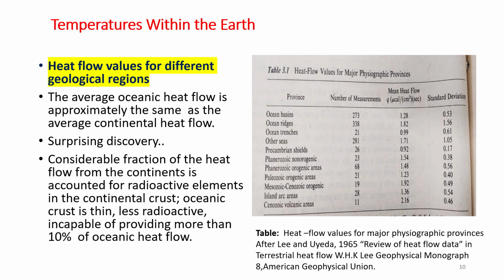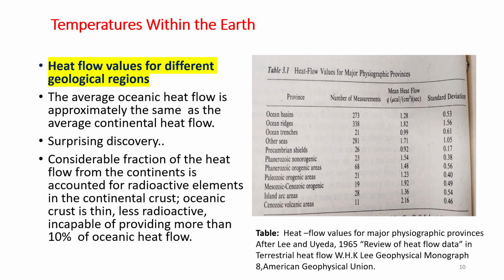This variation differs from place to place, like the table, which includes the heat flow values for major physiographic provinces like oceanic basins, oceanic ridges, oceanic trenches, and other seas, and also Precambrian shields, etc. The average oceanic heat flow is approximately the same as the average continental heat flow. This was a surprising discovery.